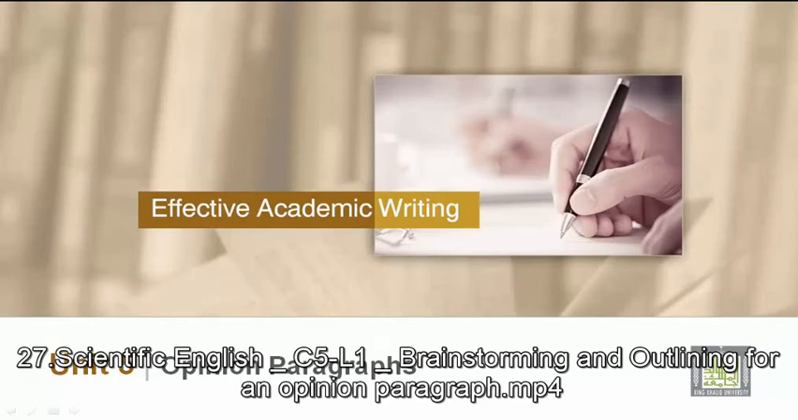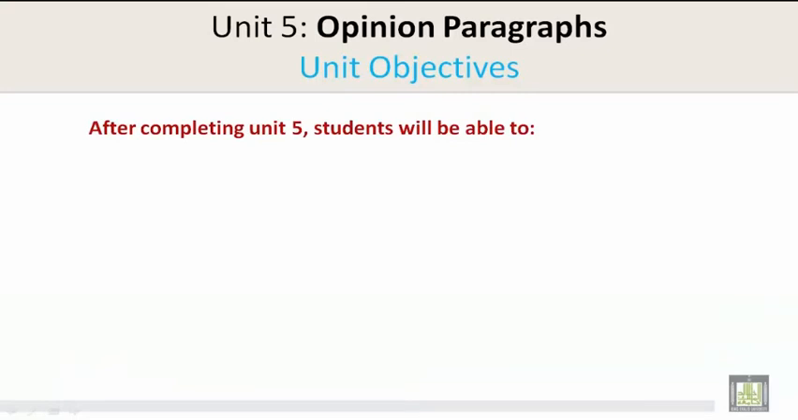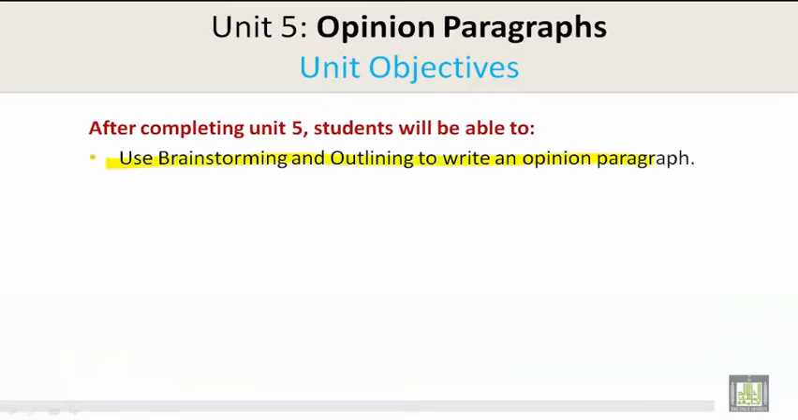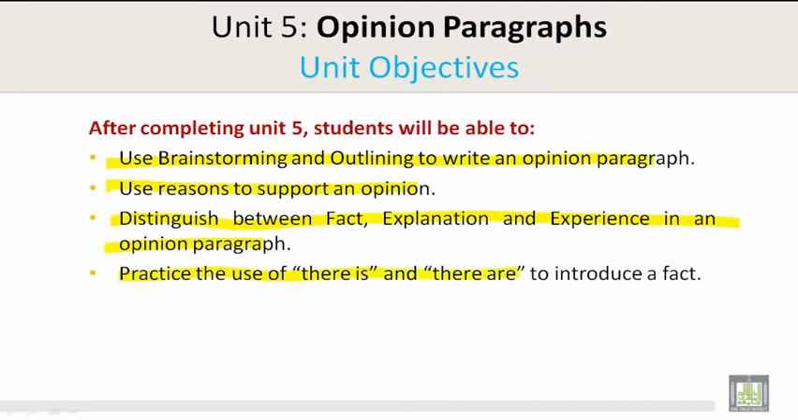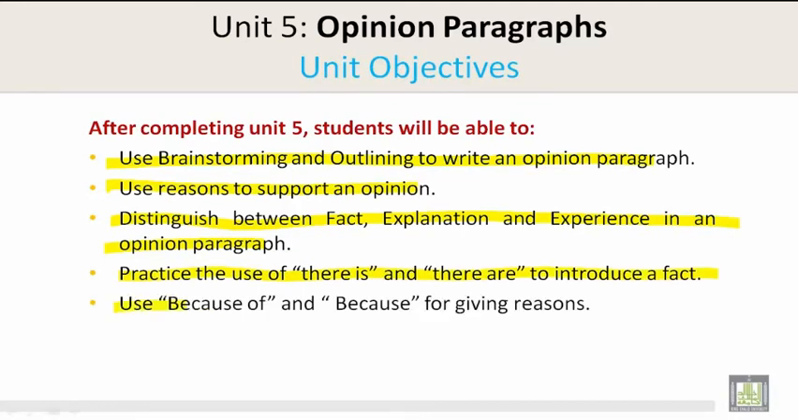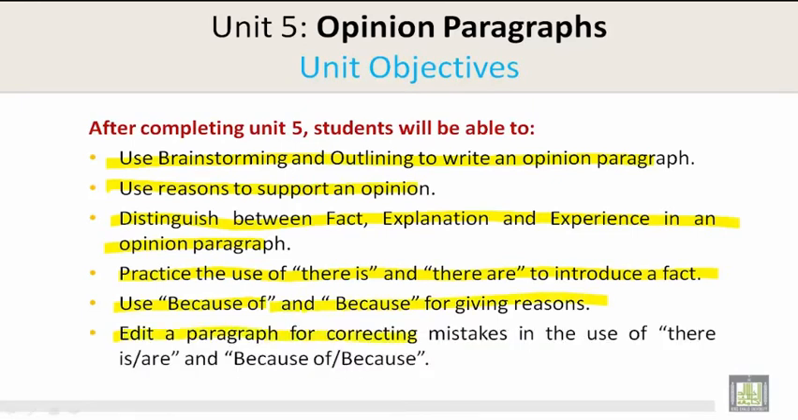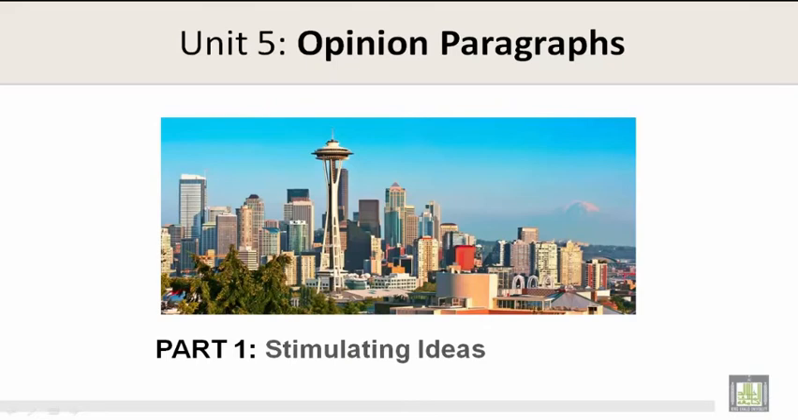Effective academic writing. Unit 5. Opinion paragraphs. After completing Unit 5, students will be able to use brainstorming and outlining to write an opinion paragraph. Use reasons to support an opinion. Distinguish between fact, explanation, and experience in an opinion paragraph. Practice the use of there is and there are to introduce a fact. Use because of and because for giving reasons. And edit a paragraph for correcting mistakes in the use of there is and there are, and because of or because.